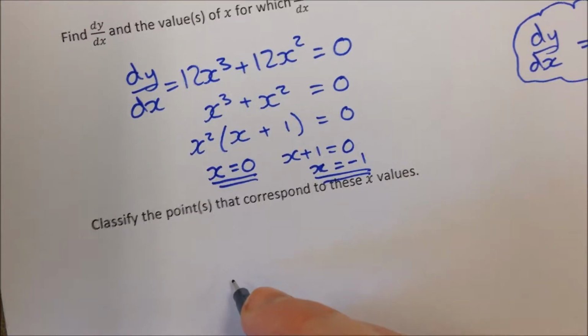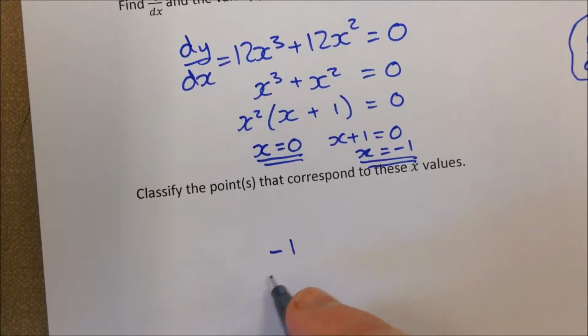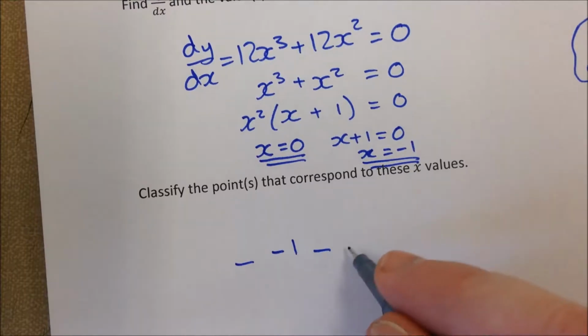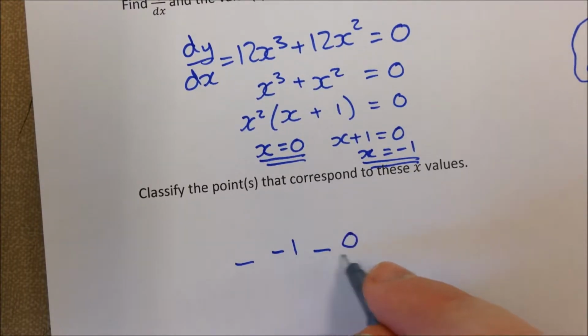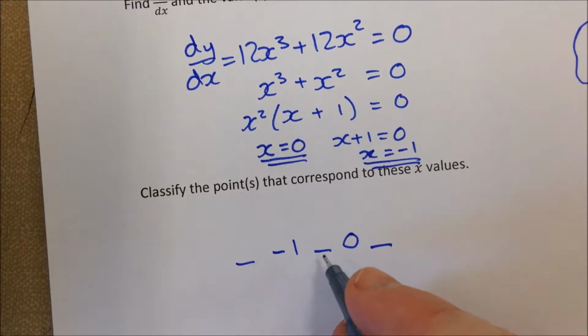Now we've got two x values. We've got negative 1, and we want something that is on either side of negative 1. And then we've got 0, which is going to appear here, and we want something that is going to appear on either side of 0. Now this value in between is going to be on the right hand side of negative 1 and on the left hand side of 0.